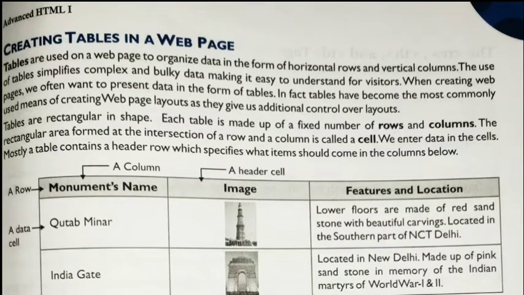Tables are rectangular in shape. Each table is made up of a fixed number of rows and columns. The rectangular area formed at the intersection of a row and column is called a cell. We enter the data in this cell. Mostly a table contains a header row which specifies what items should come in the column below.